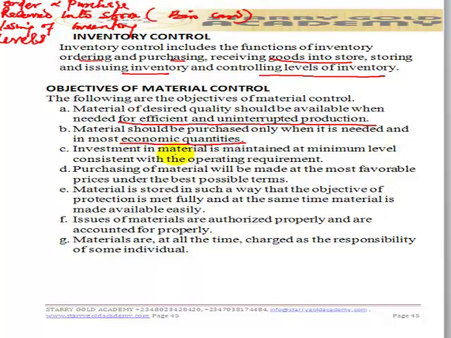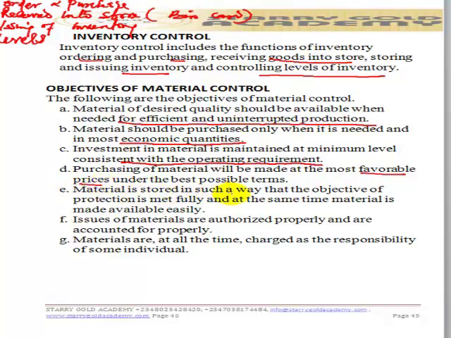So economic quantities, the number of units that is going to minimize the cost of production. Investment in material is maintained at minimum level that is consistent with operating requirement. So objective here is to ensure consistency with the operating requirement. Purchasing of materials will be made at the most favorable prices under the best possible terms. Price is the keyword I can pick here.